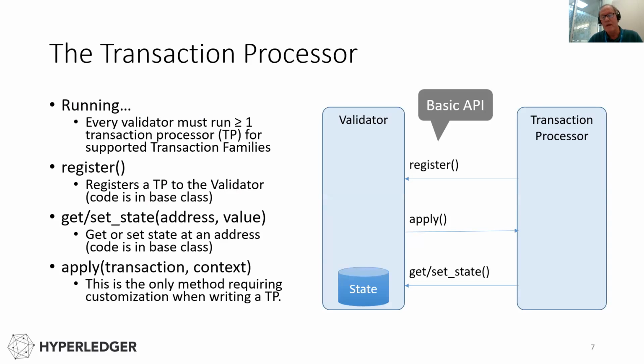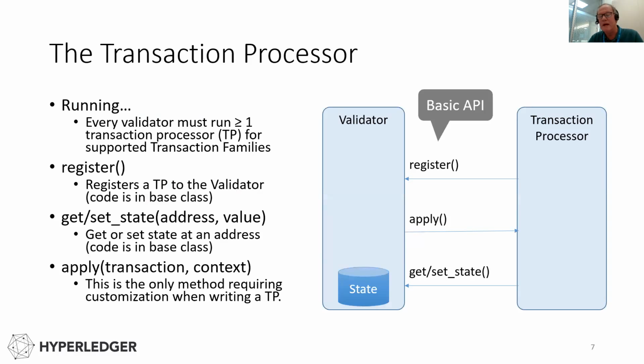Another way is with threading. There's the apply function. The validator calls a transaction processor when to apply a transaction, process a transaction. And that transaction is processed using get and set state calls from the transaction processor to the validator. So it gets some objects, reading, for example, some account balances, maybe adds and subtracts these balances, then it would set these balances using the set state call. So basically that's just reading and writing from global state.